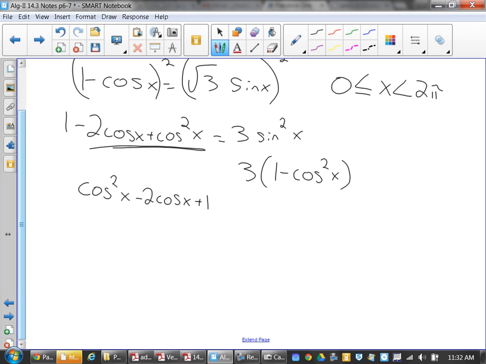Okay? So now we have 3 minus 3 cosine squared of x. And now we're going to set the side equal to 0 by subtracting 3 and adding 3 cosine squared. We okay with that? Yes. We'll move this up.